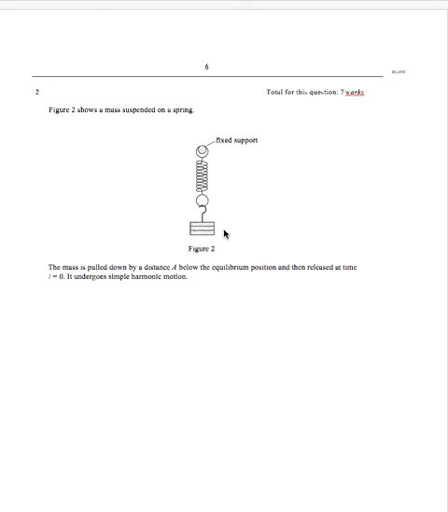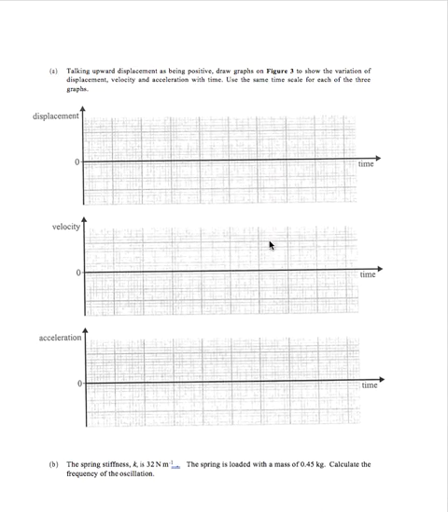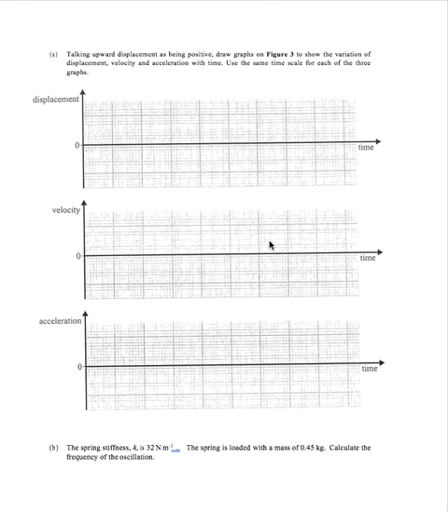So this is the solution to the SHM Basics Graphs 7-mark question. It says, Figure 2 shows a mass suspended on a spring. The mass is pulled down by a distance a below the equilibrium position and then released at time t equal to 0. It undergoes simple harmonic motion. Taking upward displacement as being positive, draw graphs on figure 3 to show the variation of displacement, velocity and acceleration with time. Use the same time scale for each of the 3 graphs.